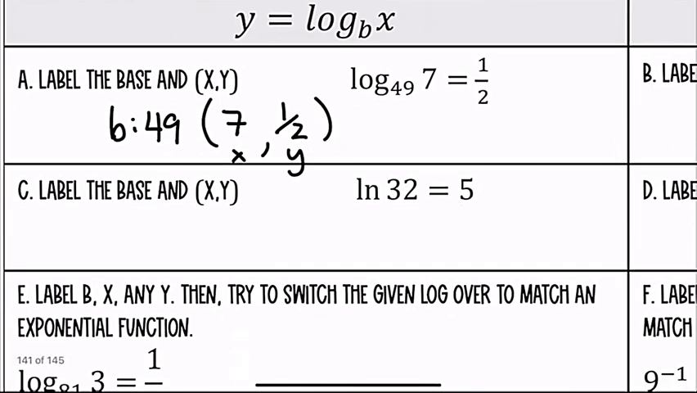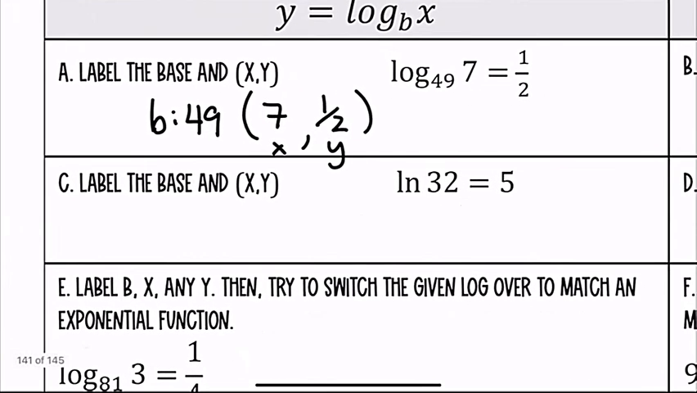Next one, down here we have label the base and x, y. This one says ln 32 equals 5. This is not mathematically correct. I realized it the other day. It's like 3 point something, not 5. We're just going to pretend, let it go. But I am still going to label.